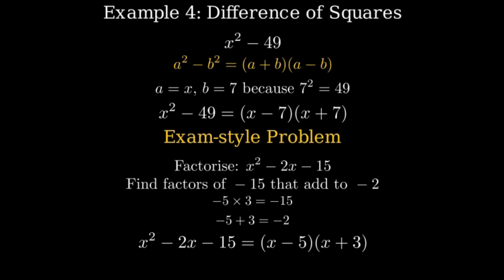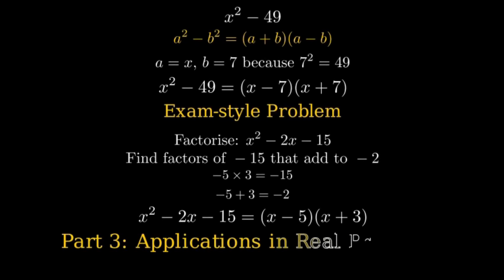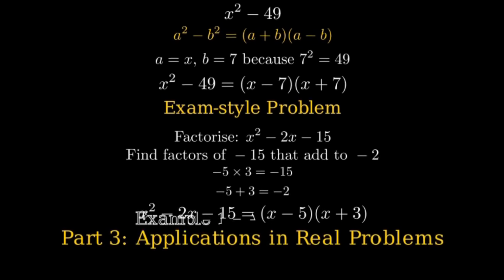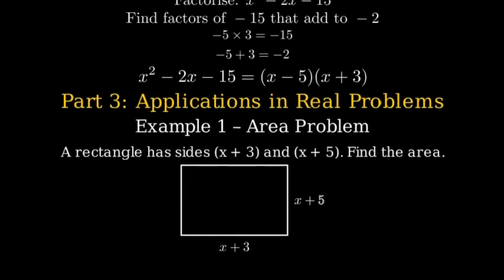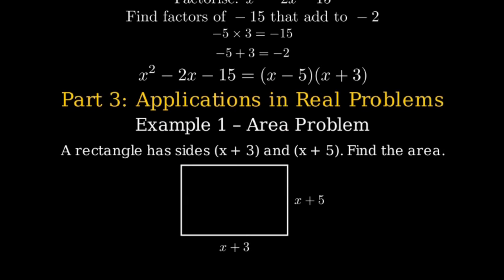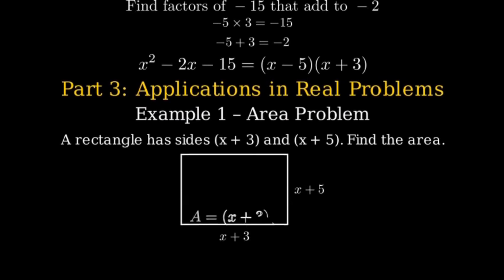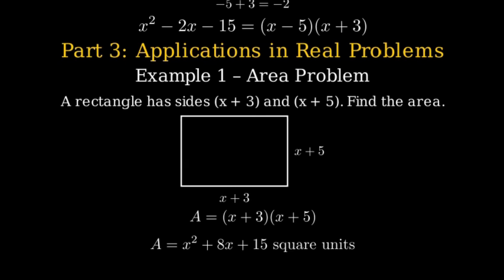Now, let's move on to part 3, applications in real problems. These skills are not just mechanical, they model real-world problems. Our first application is an area problem. A rectangle has sides x plus 3 and x plus 5. We need to find the area. To find the area of a rectangle, we multiply the length by the width. So, the area is (x plus 3) multiplied by (x plus 5). Using our expansion skills, we get x squared plus 8x plus 15 square units.